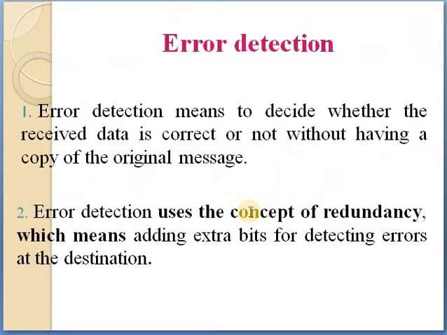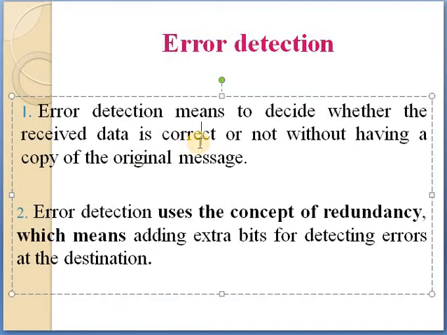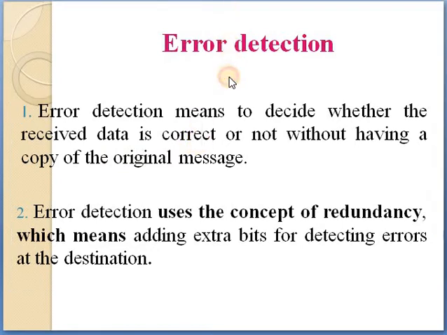Next point is error detection. Error detection means to decide whether the received data is correct or not without having a copy of the original message. Error detection uses the concept of redundancy, which means adding extra bits for detecting errors at the destination side.